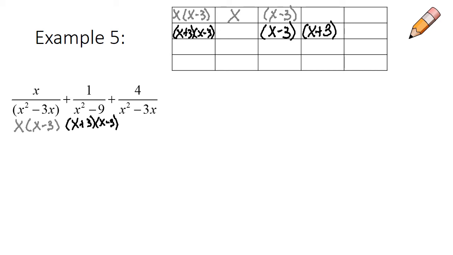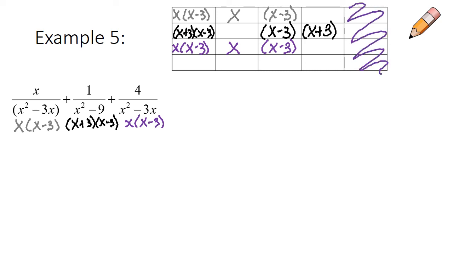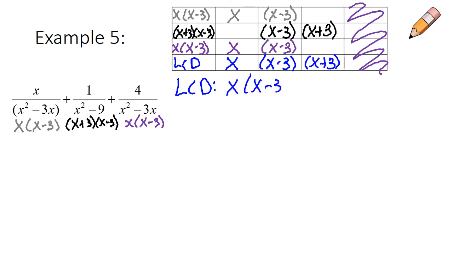Now our last one here, I have x. I can take out an x and I'm left with x minus 3. So x gets its own spot, x minus 3 gets its own spot. In this case, I don't need that last row. Now I'm going to find my least common denominator, my LCD. To do this, bringing everything down, I have x, x minus 3, x plus 3. All of this goes in my least common denominator. So I get x, x minus 3, x plus 3.